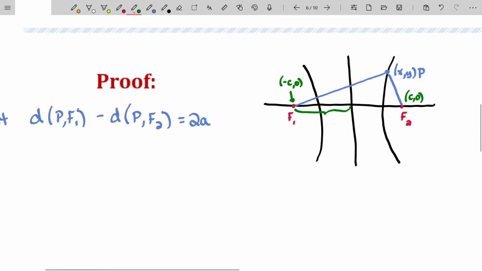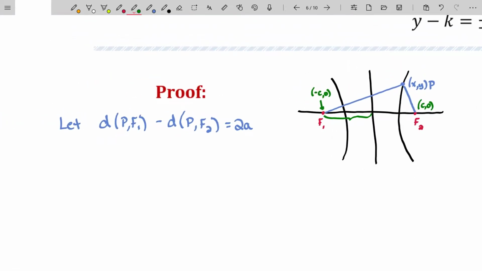The other focus point will be at positive c comma 0. Not a biggie. Now, using the distance formula here, we know that the distance between point P and focus F sub 1 is going to be the difference in their x values, so x minus a negative c being squared, plus the difference between their y values. Y value of point P minus the y value of the focus F sub 1 squared.